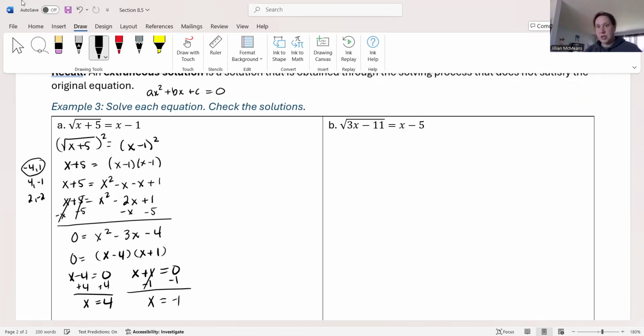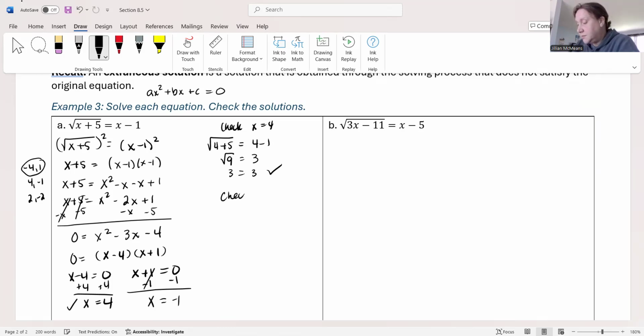But I have to check my answers. You have to. So let's check x equals 4. I go back to my original equation, and anywhere I see an x, I plug in a 4. So I get the square root of 4 plus 5, which is the square root of 9, and that equals 4 minus 1, which is 3. The principal square root of 9 is 3, so 3 equals 3. We're good. x equals 4 works.